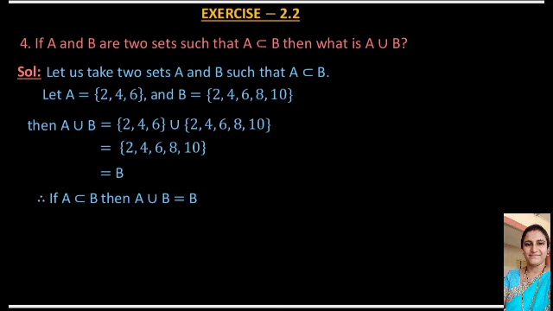If you do A union B, that is set of 2, 4, 6 union set of 2, 4, 6, 8, 10. What will you get? Union means the total elements we write down. So if you write down 2, 4, 6, 8, 10, then we get which set? B set. So if you observe, if A is a subset of B, then what we get? A union B is always B.